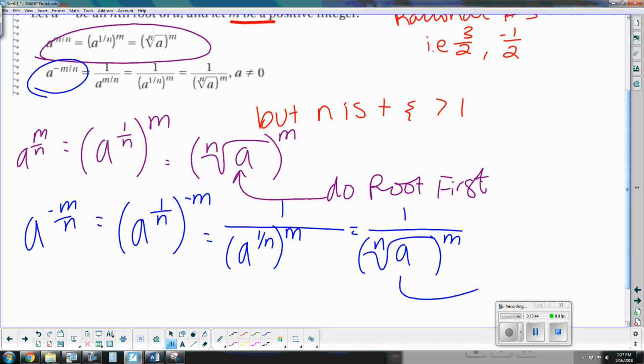And again, order of operations, do what's in parentheses first. So you need to do your root first.